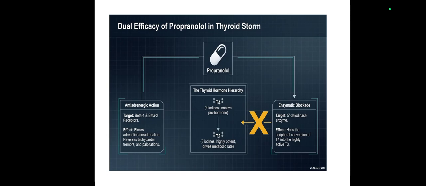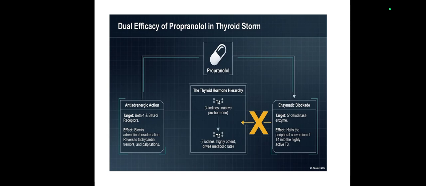Second is enzymatic blockade. Beyond blocking receptors, propranolol inhibits the 5-deiodinase enzyme. This halts the peripheral conversion of relatively inactive T4 thyroxine into the highly potent biologically active T3 triiodothyronine. This is a massive high yield point. Let's quickly review the thyroid hormone hierarchy for your exams.